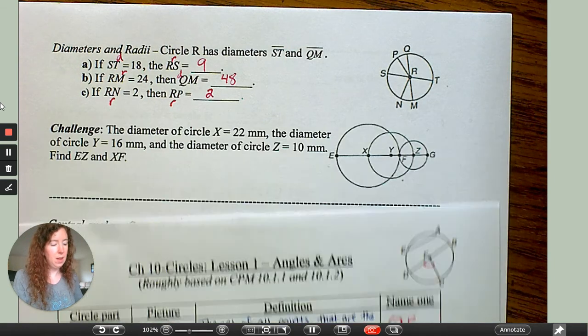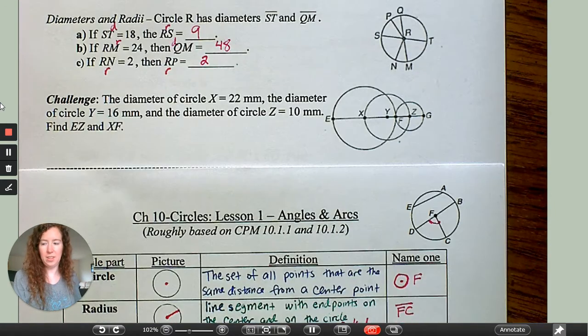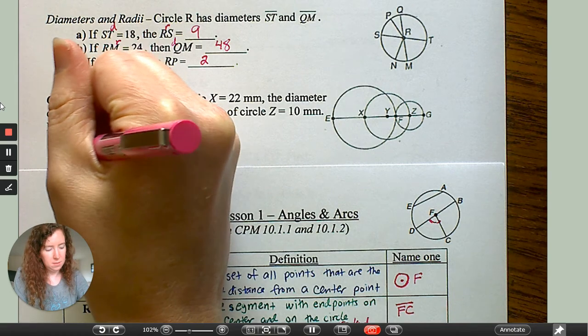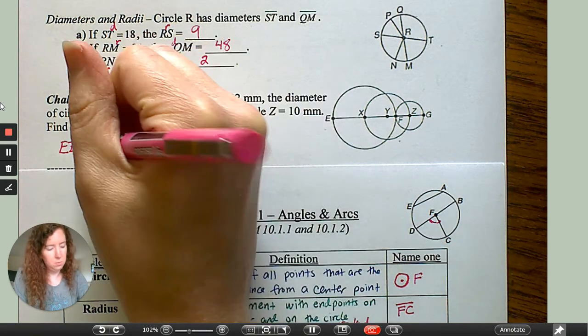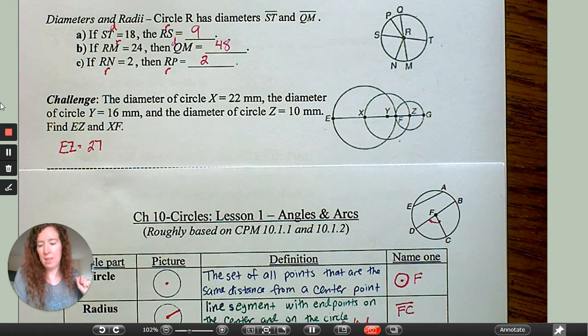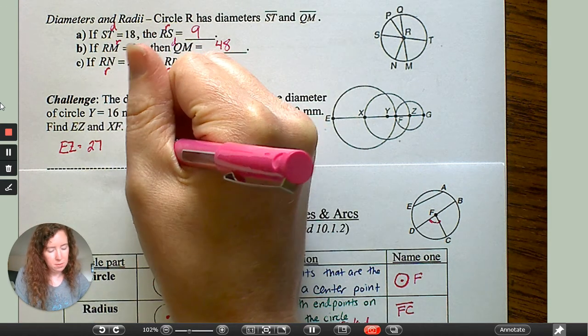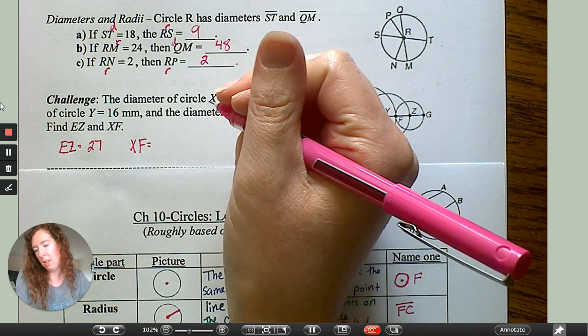All right? See if you can do the challenge problem. It's giving you different diameters and you want to figure out the lengths. I'm just going to write the answers. So actually pause, see if you can try it, and then I'll show you the answers. And if you have questions about how to do it, let me know. This is kind of a challenge problem. So our answer for EZ is 27. And then our answer for XF is 11.